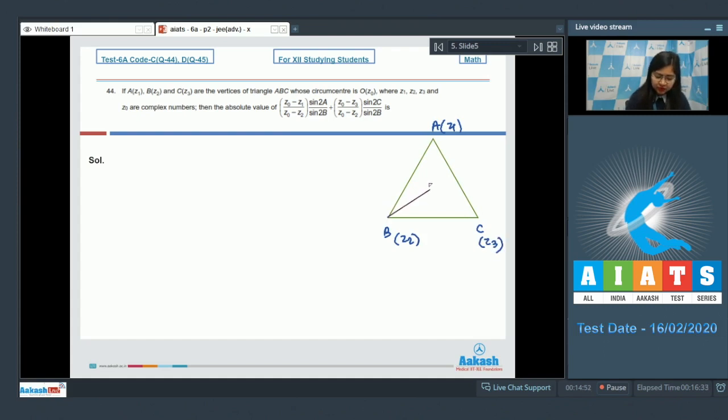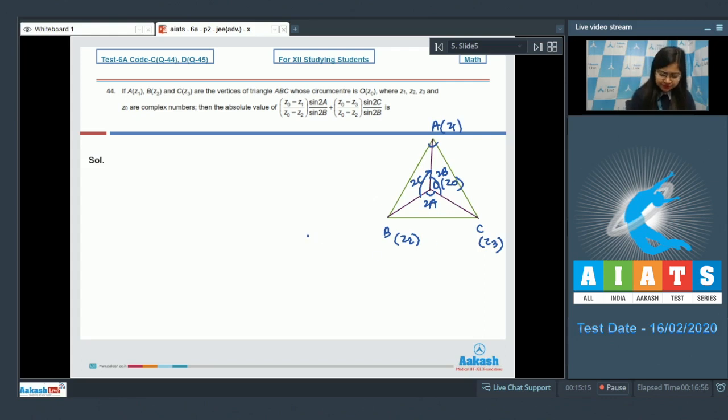Circumcenter is also given, that is O, that is Z0. As it is the circumcenter and this is angle A, we can say this angle is 2A, this angle is 2B and this angle is 2C. So we can apply the rotation method here.